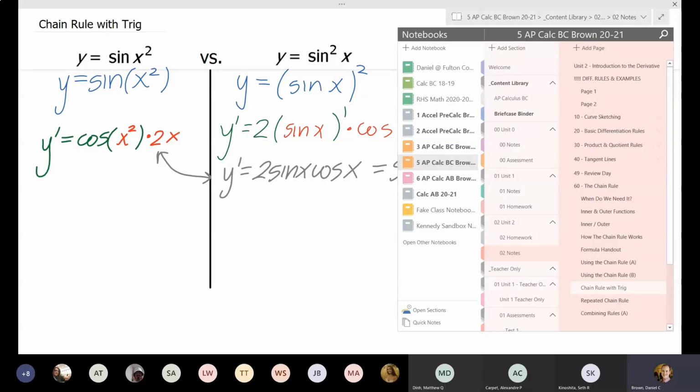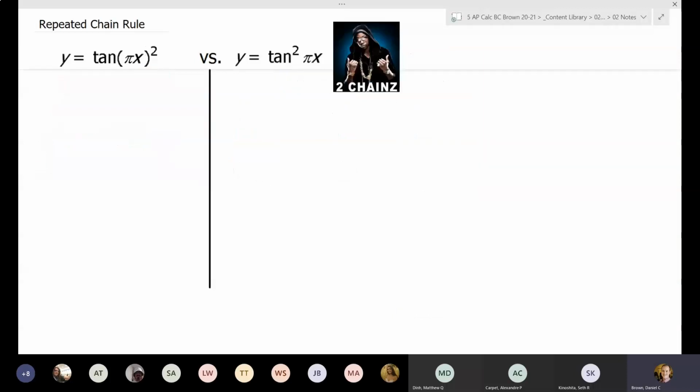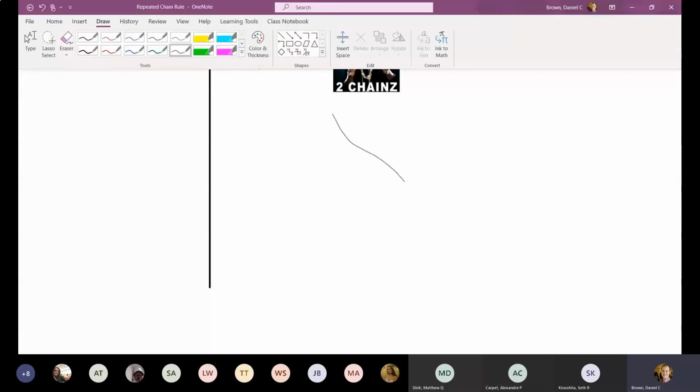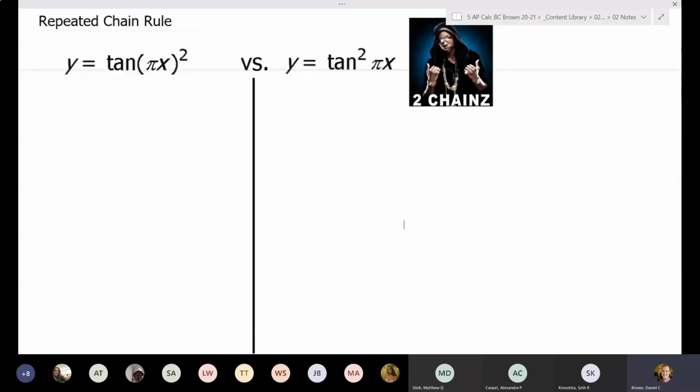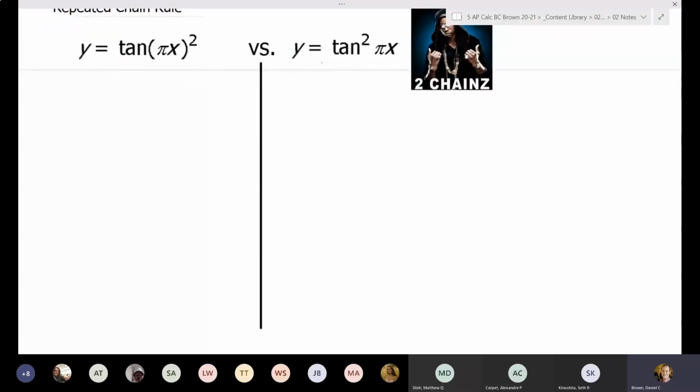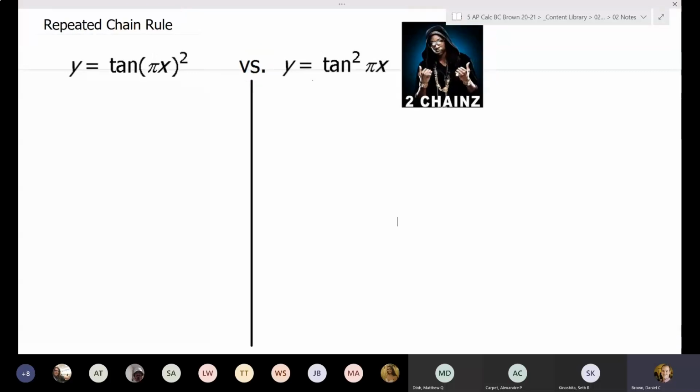And let's do, I'm gonna try to do at least one more, or really 2 more. I have 2 on the slides. So sometimes we have examples where we have repeated chain rules, hence my little picture of 2 chains, which I was a big fan of in college, which might be dating myself. I don't know if people still listen to 2 chains, but college Daniel definitely did.